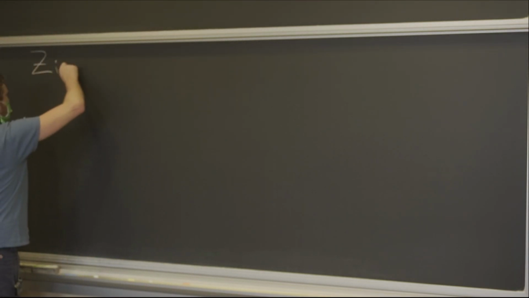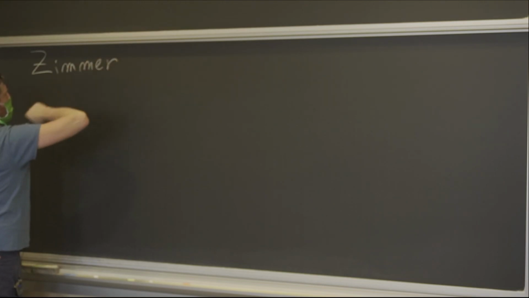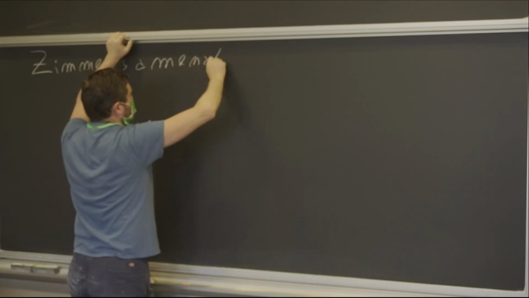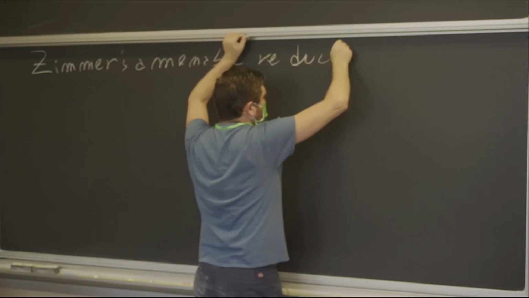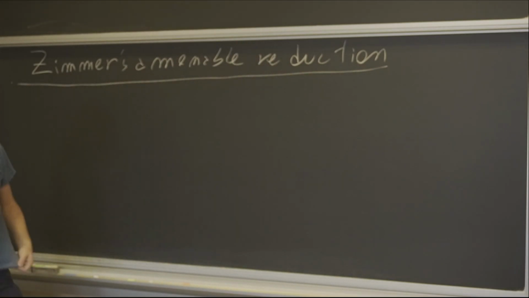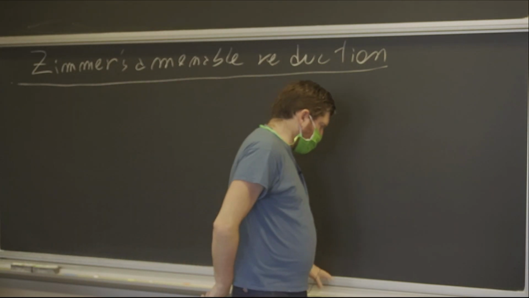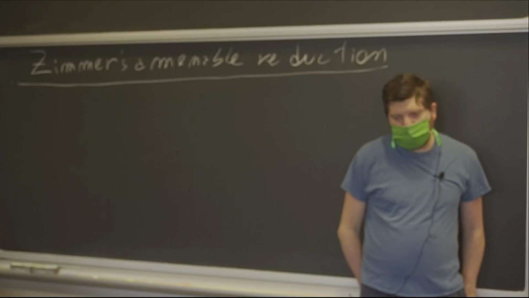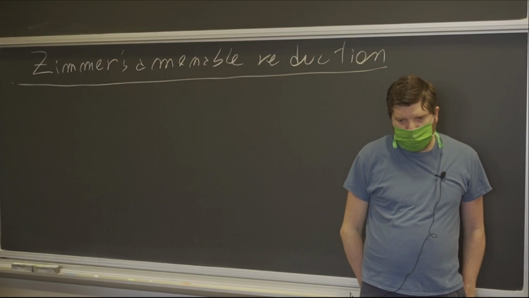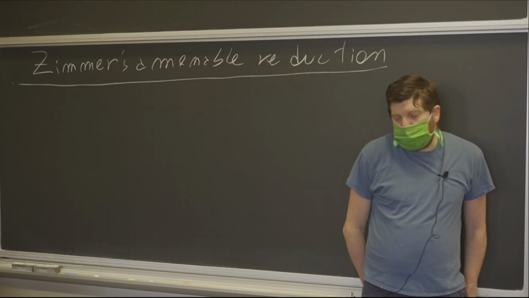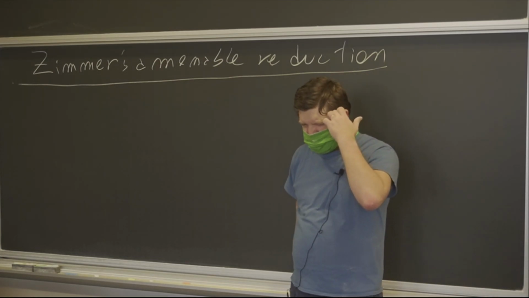Okay, let's go. So we are going to discuss, as I said, today and next week, Zimmer's amenable reduction. It goes much beyond Oseledets theorem. One can deduce Oseledets theorem as a corollary of this plus the Birkhoff ergodic theorem, but the proof is completely different, so it follows different ideas.